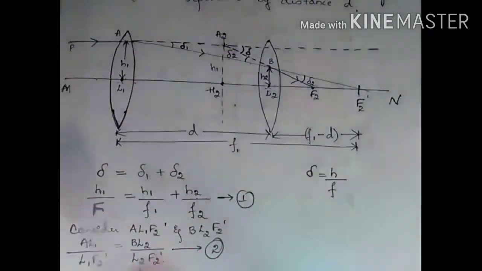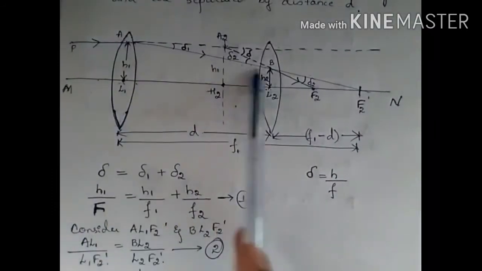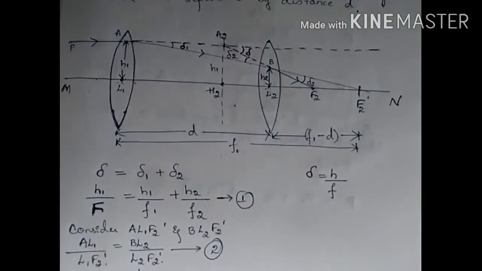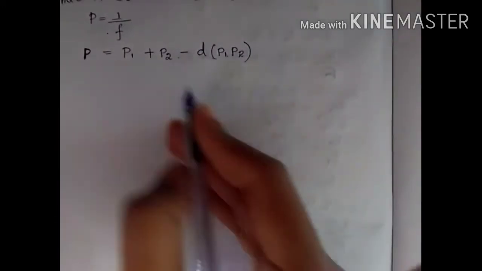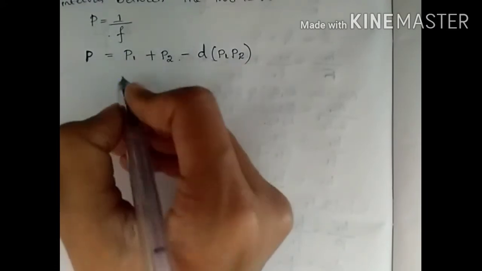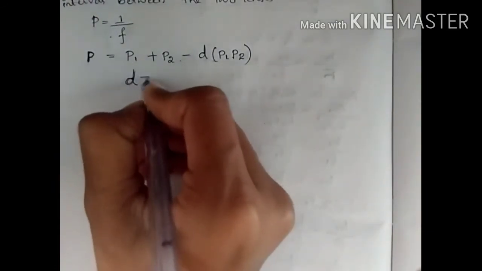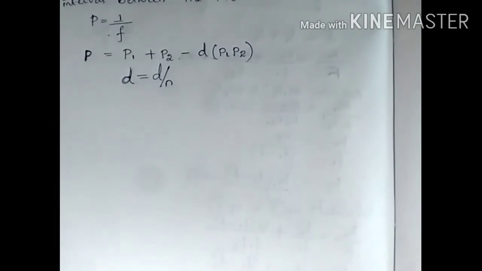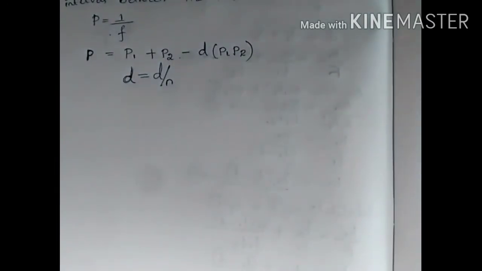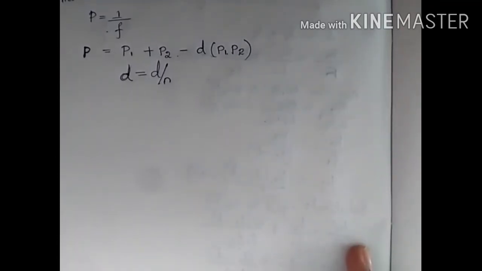This medium here is again an air medium. So this ray will travel a distance of d by n. So if you substitute d equals d by n, let us check what will happen to the equivalent focal length equation. What we are doing here is replacing d with d by n. Why are we doing this? Because the medium between the two lenses gets changed by the refractive index n.